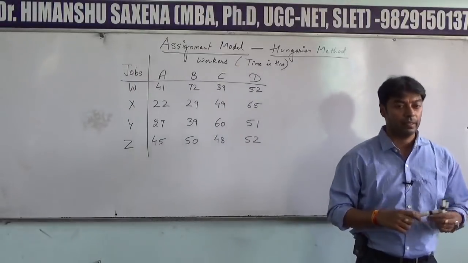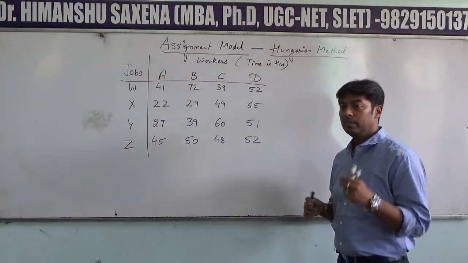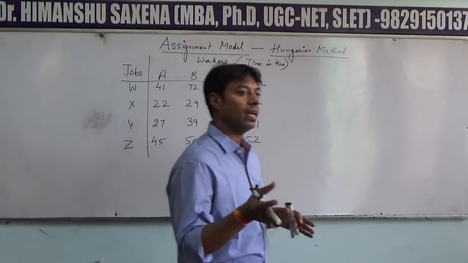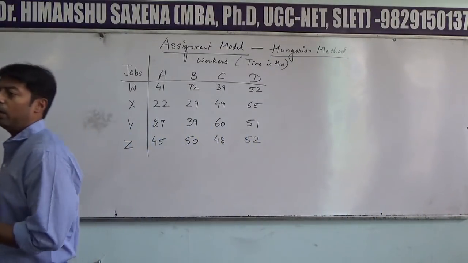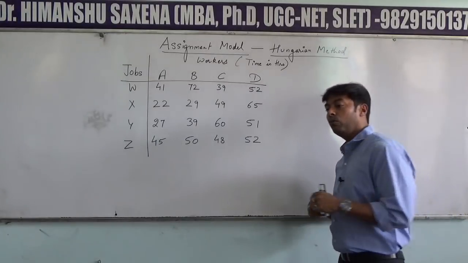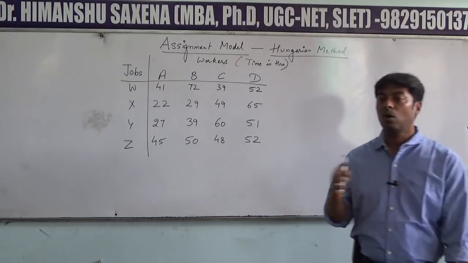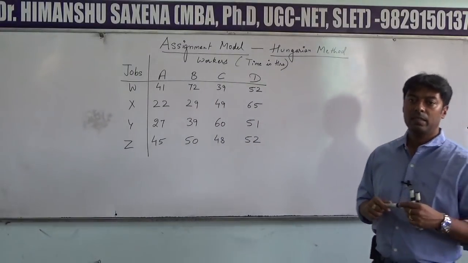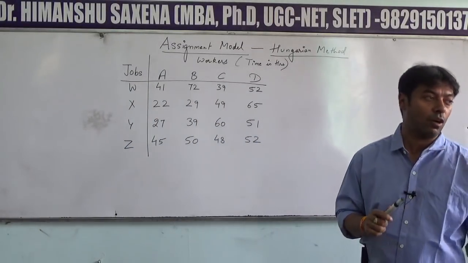The topic for today is the assignment model. Now remember, the assignment model deals with allocation of resources. It deals with allocation or assignment of jobs to various workers, and also with allocation of salesmen to various territories. So this topic is about allocation or allotment of particular tasks to a particular worker, salesman or manager, ultimately carrying an objective of minimization of costs and maximization of profits. That is the essence of the assignment model.